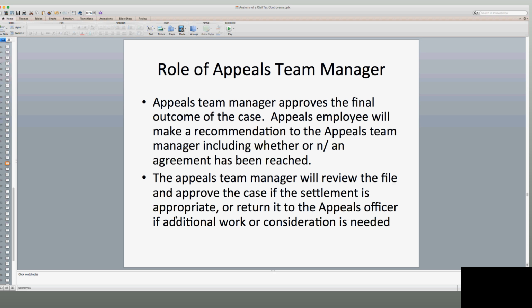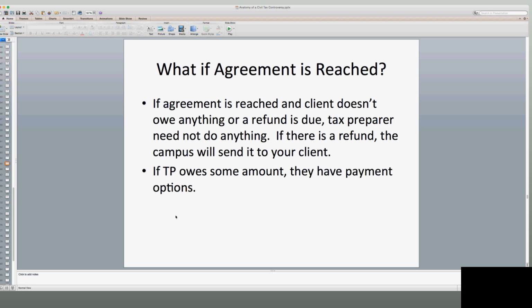The appeals team manager does have a role. He or she will approve the final outcome of the case. The appeals employee will make a recommendation to the appeals team manager, including whether or not an agreement has been reached. The appeals manager will review the file and approve the case if the settlement is appropriate, or return it to the appeals officer if additional work or consideration is needed.